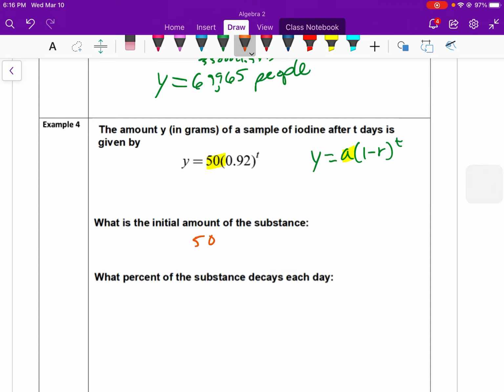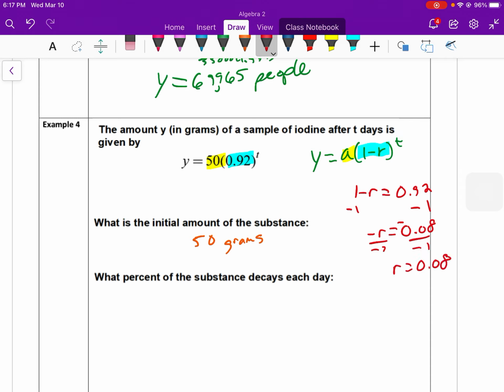So what is the initial amount of the substance? 50 grams. It told us the units. And then what percent of the substance decays each day? Well, we can set this equal to that. So let me be clear. We're setting this equal to this to solve for r. So that's 1 minus r equals 0.92. So subtract 1 from both sides. We get negative r equals 0.08. And it's negative, so divide by negative 1. R equals 0.08. And we want it as a percent. That is equivalent to 8% when we move the decimal place.